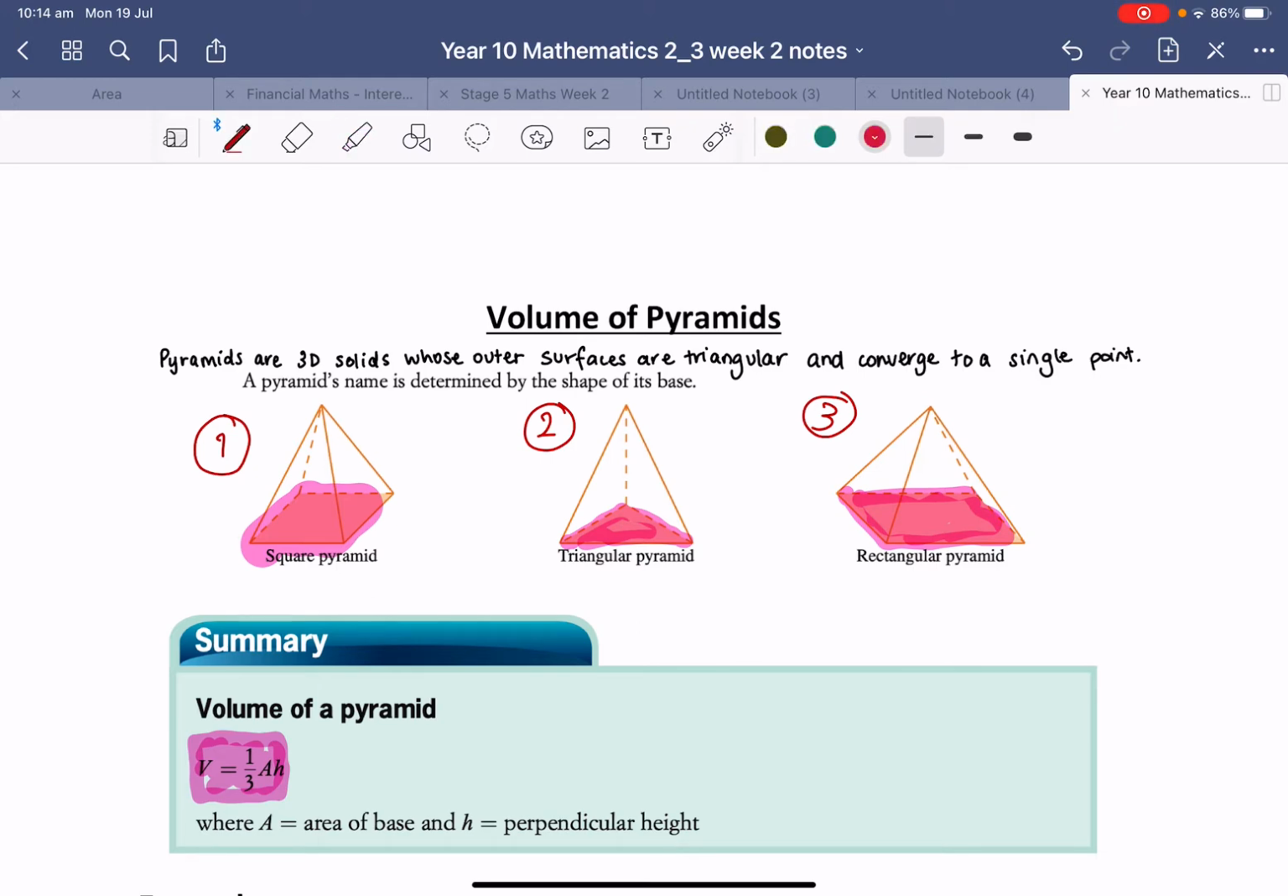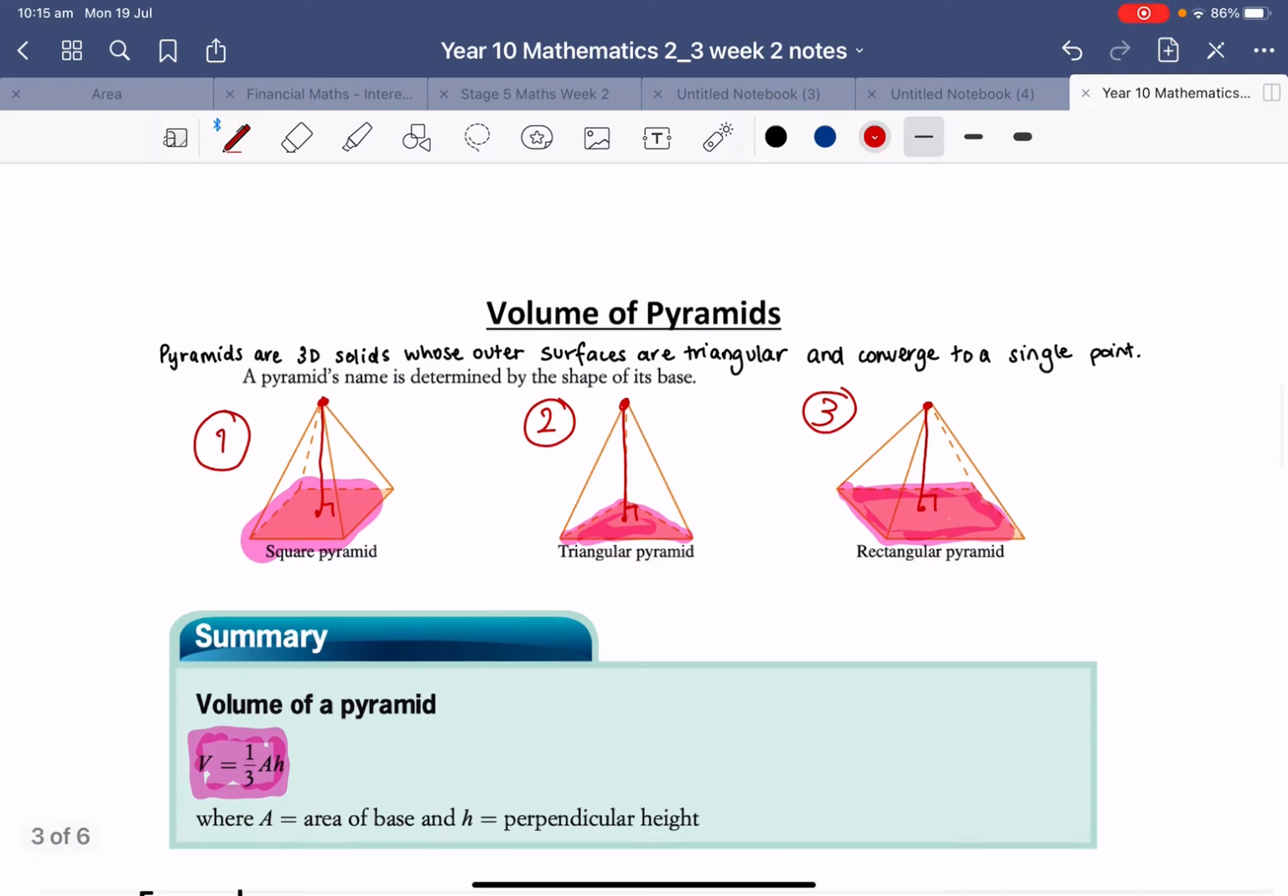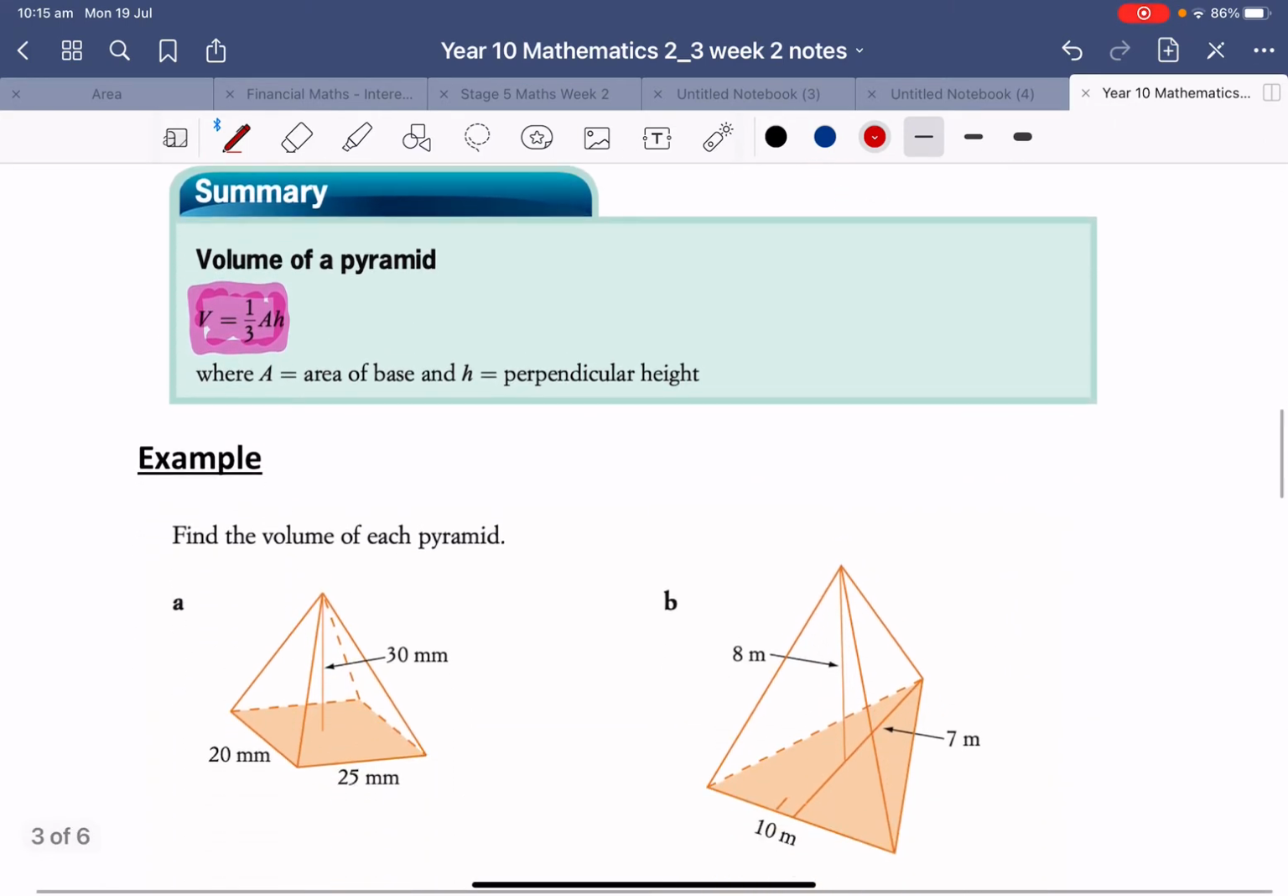The perpendicular height is from the base all the way up to the point at the top. So the base all the way up to the top, and it creates a perpendicular to the base. That means that it creates a right angle to the base. Let's do one here. Perpendicular height to the top, and it creates a right angle. So, let's do some examples.